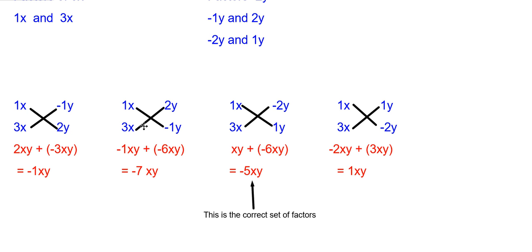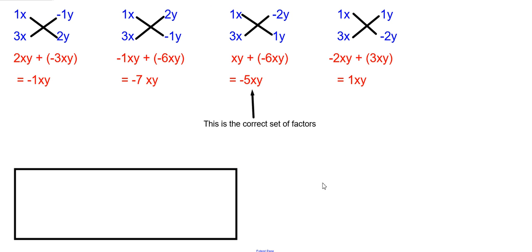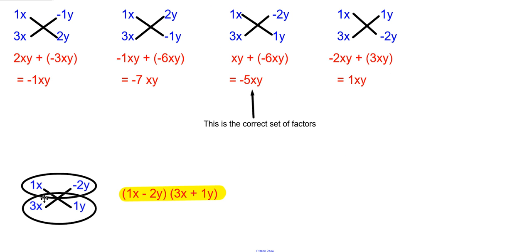And I'm going to see that the one that gives me the correct answer is this one right here, where I have negative 1x times negative 1y to give me xy, times 3x and negative 2y to give me negative 6xy. When I add them together, I get negative 5xy. So I'm going to bring that down, use it, draw my lovely circles here to create what my brackets are going to be. And my answer should be 1x minus 2y times 3x plus 1y. You do not have to put the 1 in front of the x and the y. If you choose to just go x minus 2y times 3x plus y, perfectly acceptable.